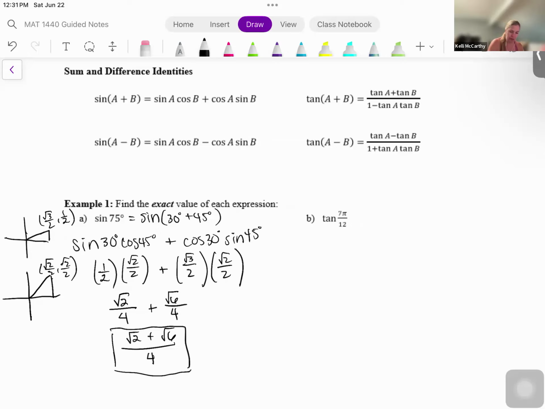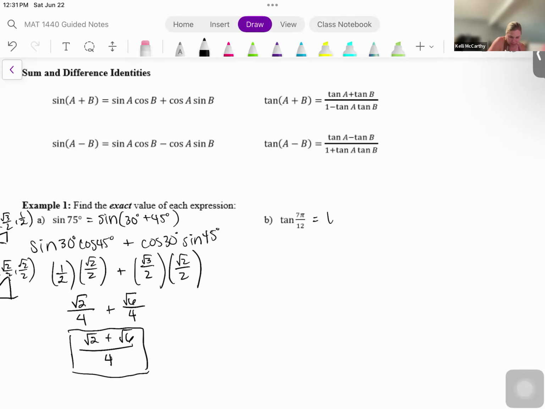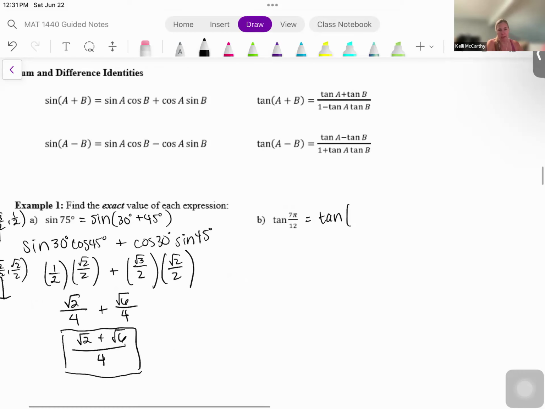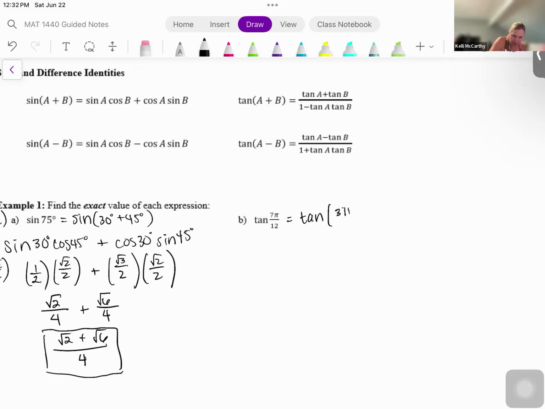Tangent of 7 pi over 12. Breaking down 7 pi over 12, I'm going to think about this as 3 pi over 12 plus 4 pi over 12. And before moving forward, I do want to make sure that those two fractions simplify to give me values from my unit circle. So 3 pi over 12 simplifies to pi over 4, and 4 pi over 12 simplifies to pi over 3. So check there.